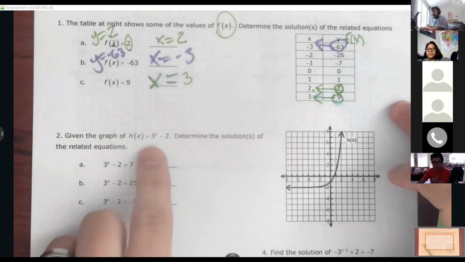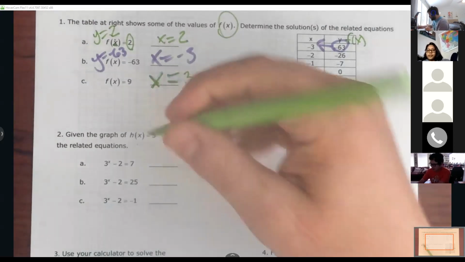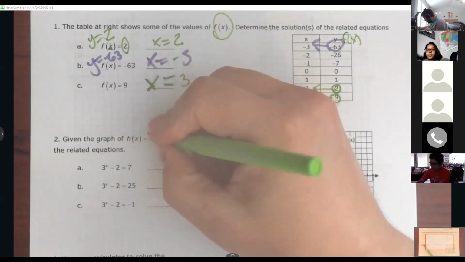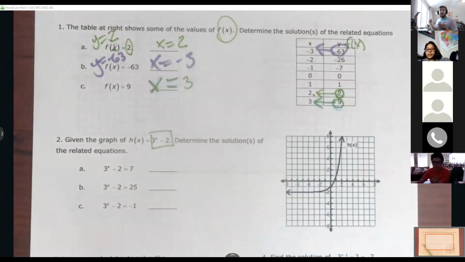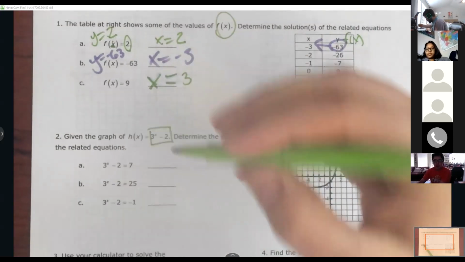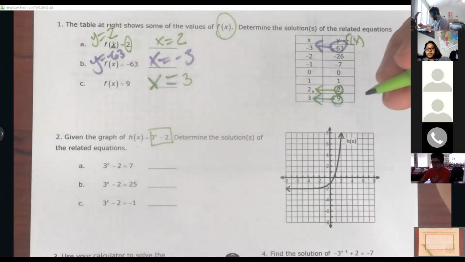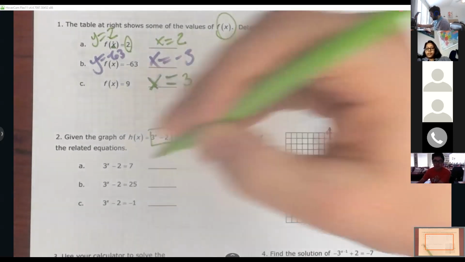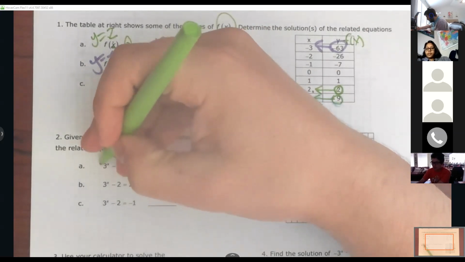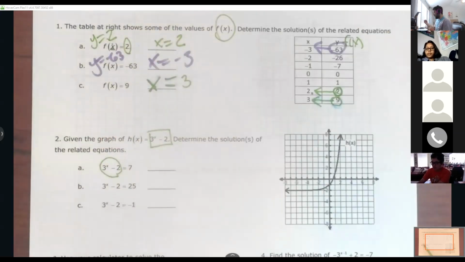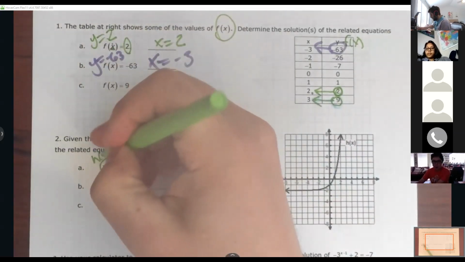So the next set of problems here, number 2. Now we're using the graph, and it actually gives us the equation for this one. So it's h of x, and they give us the equation. It's like the top one, but for the top one they didn't give us an equation. So for this one, here's our function, 3 to the x minus 2. That was h of x.